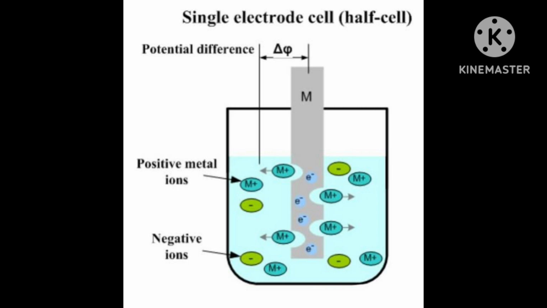Cu 2 plus takes the 2 electrons and converts to copper metal. This is a reduction. Gain of electrons is called reduction. This is again called a half cell reaction, the half cell reduction reaction. And the first one was the half cell oxidation reaction. So the oxidation reaction is also going on.